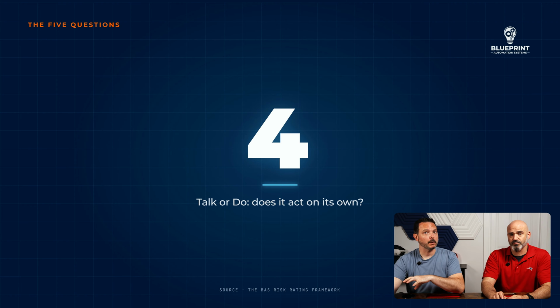Yeah, exactly. Question 4. Does it talk or does it do, right? 0 if it's just writing and you're the one who sends it. So it drafts an email and you actually read it and press the button to send. 1 if it takes actions, but you're looking at them first. So having a human in the loop in place, right? So it books the thing and you approve the thing. 2 if it acts on its own with nobody watching.